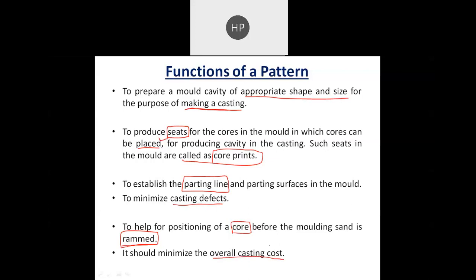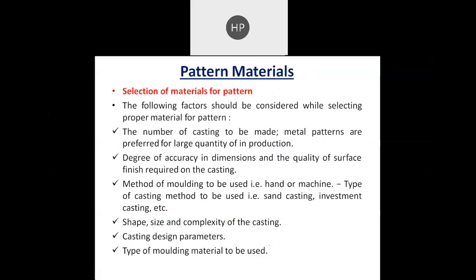So if we have a very good design of pattern, then it will be fixed very easily into the sand, and it will also be easily removed from the sand. That's why if we have a good pattern then it will minimize the overall cost of the casting. So this is the function of a pattern, and now we will see certain materials through which we can make the pattern.